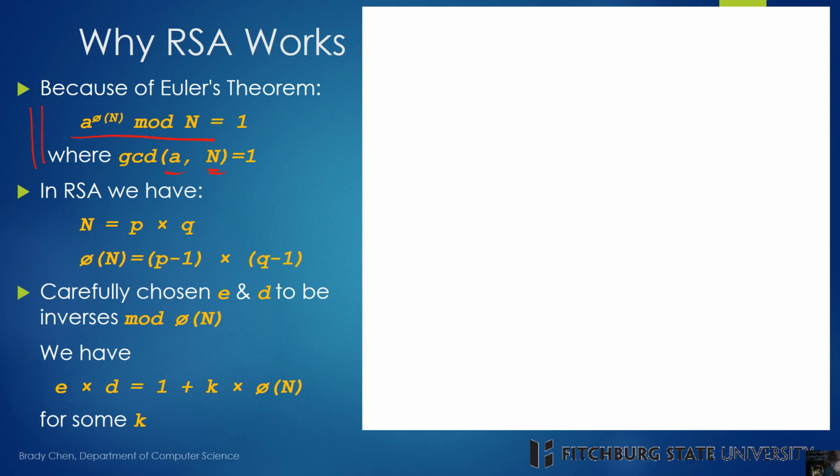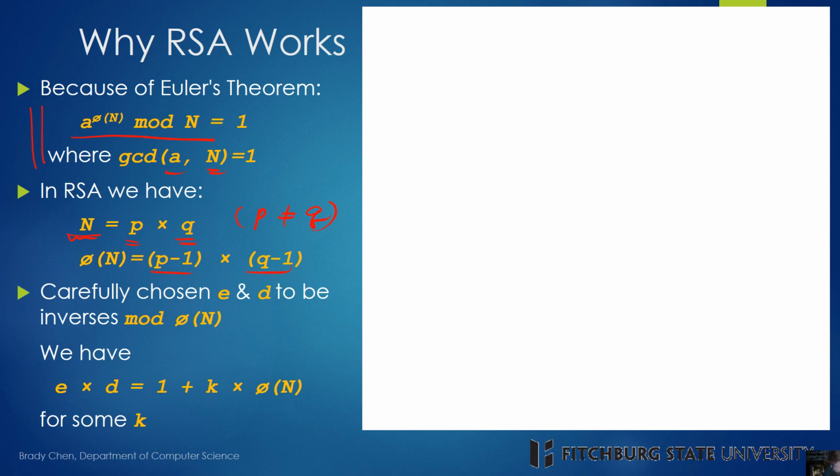Also, in RSA, we just mentioned how to create the pair of keys. The first step is to generate two prime numbers p and q that are not the same, and then multiply p and q to generate n. Then we calculate phi of n, which is Euler's totient function of n, which is actually p minus 1 times q minus 1.